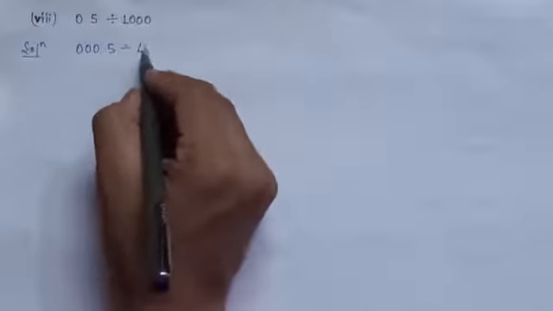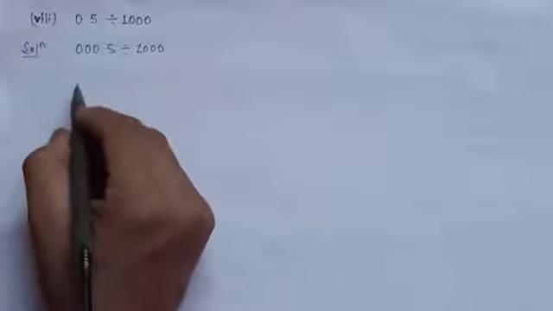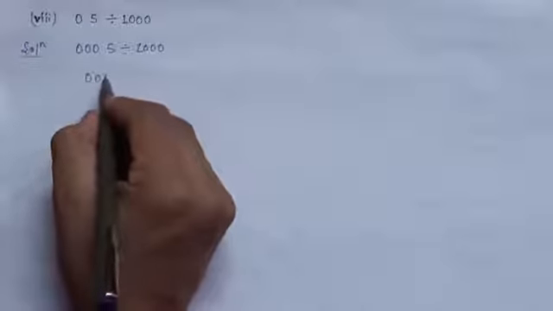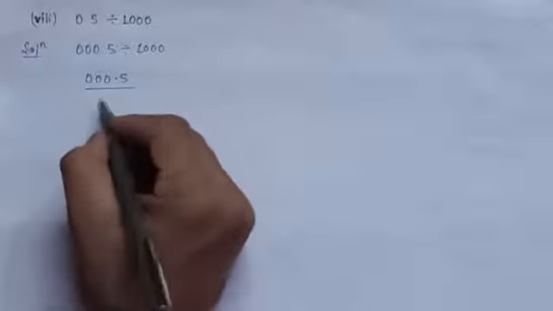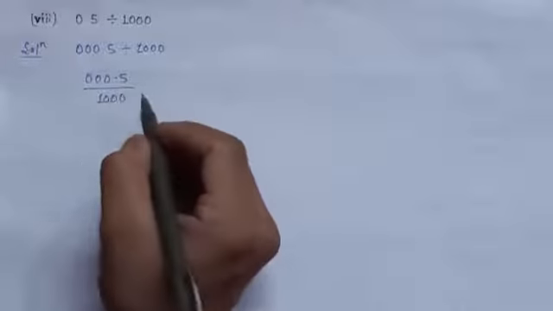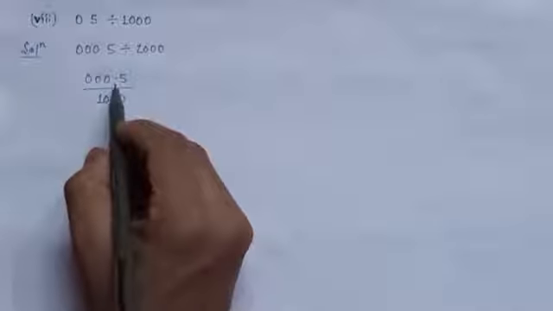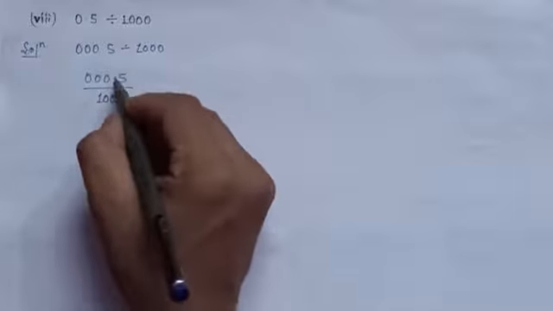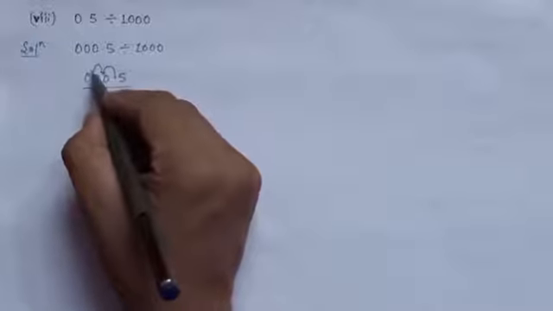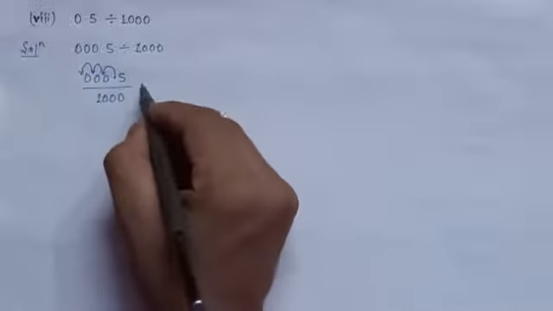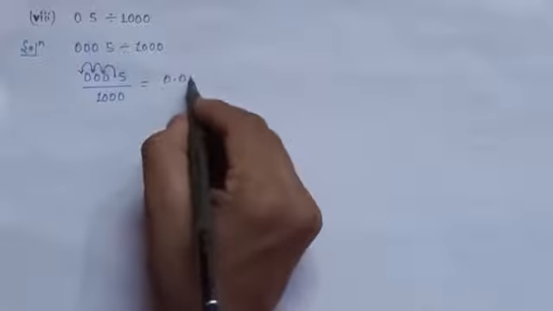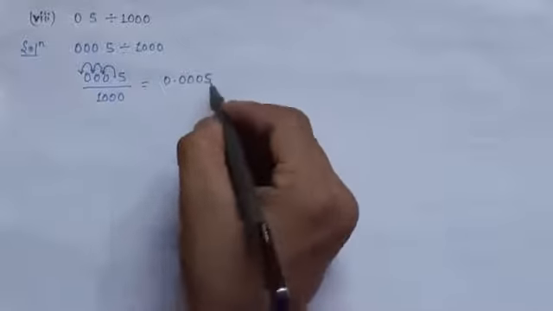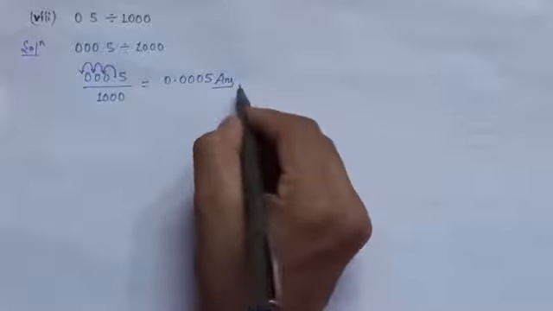In the next part we have to divide 0.5 by 1000. So we can also write it as 0.5 divided by 1000. Now you can see we are dividing 0.5 by 1000. So we have to shift this decimal point by 3 places towards the left. This is 1 place, this is 2 places, and this is 3 places. So our answer is 0.0005. This is our required answer.